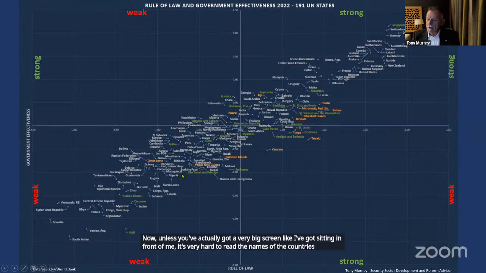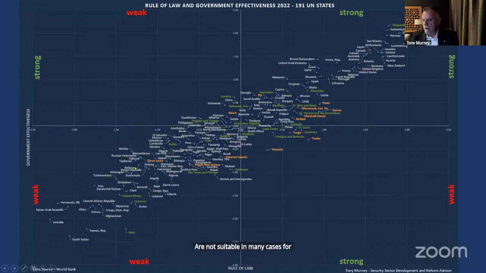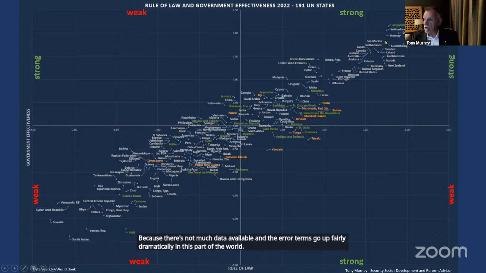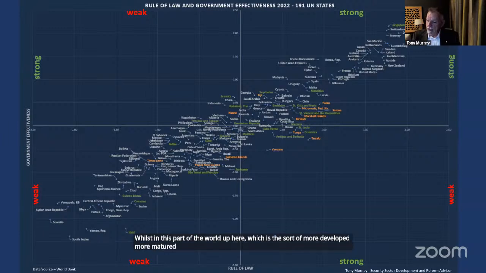But one thing I must stress before I go on: the data that we're using, which are World Bank data and UNDP data, as well as CPI data, are not suitable in many cases for direct minor comparisons between countries, particularly as we move towards the weaker performing nation states, because there's not much data available and the error terms go up fairly dramatically in this part of the world, whilst in this part of the world up here, the more developed, more matured nation states, data has far greater availability.